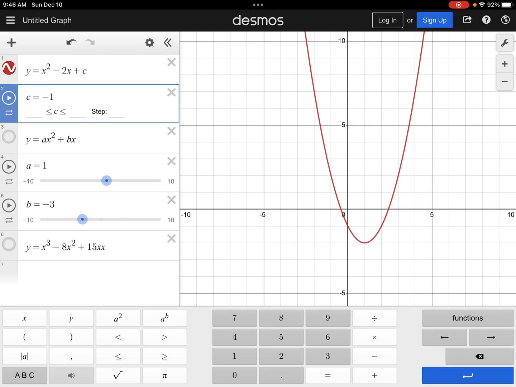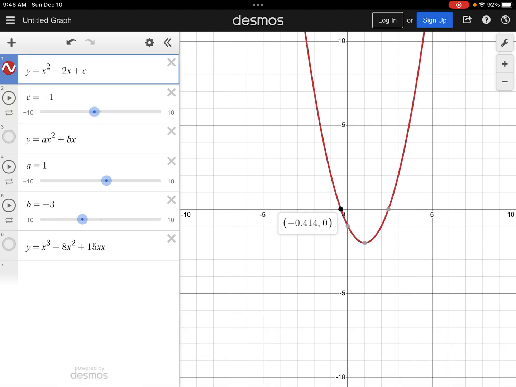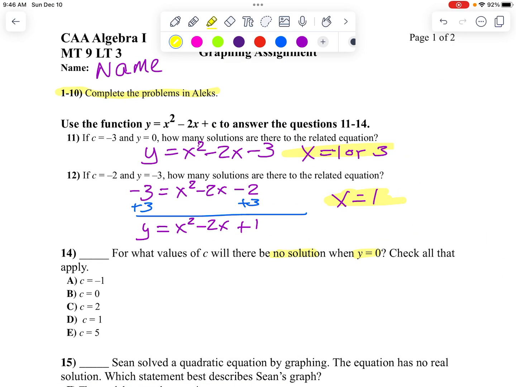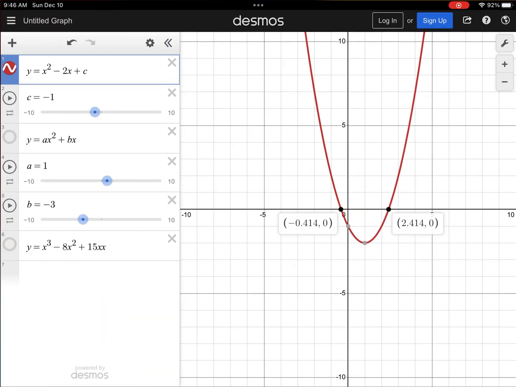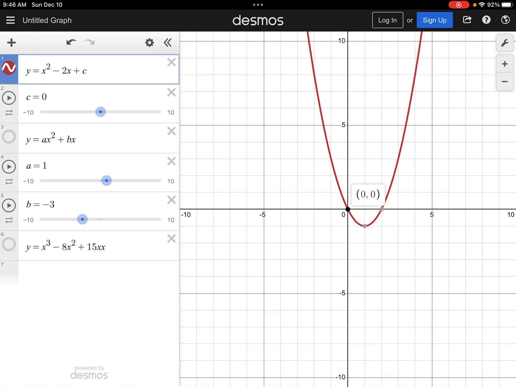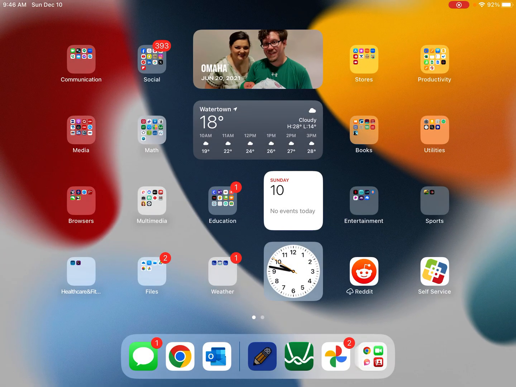And notice I get two solutions. They're decimals, but they're still solutions. Okay, so it's not -1. Let's change c to 0. So if I change that to a 0, I also get two solutions. They're nice whole number solutions, but nonetheless, they're two solutions.